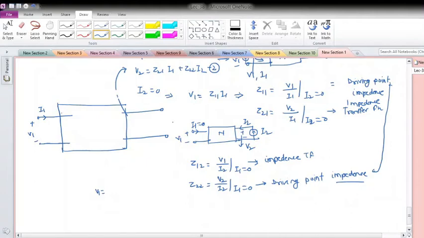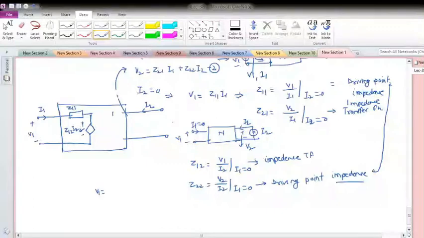So how can we visualize? This will be my Z11 impedance, so Z11 you can obtain as V1 over I1. And what about Z12 here? You can write it as a current controlled voltage source. That way you can visualize it. And this value will be Z12 into I2. So this will be your current controlled voltage source.